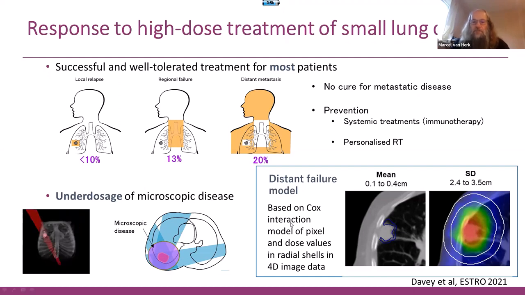And she created a model based on a Cox interaction model, where she looked at dose and pixel values in radial shells around the tumor. And she showed that if you combine the mean density of the tumor at the border with the dose around the tumor at about 3 centimeter distance, she could predict which patients were going to have a distant failure. And now we're obviously validating this work together with New York, and potentially this would give us the opportunity to develop a clinical trial where for a subset of patients we change the dose delivery and hopefully improve their outcome.